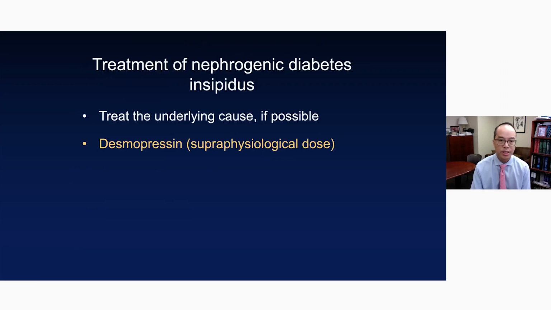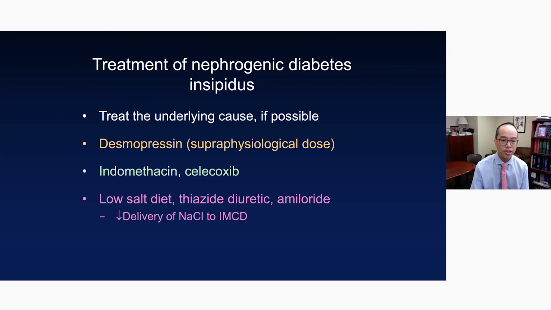The treatment is to treat the underlying cause if possible. Supraphysiologic doses of desmopressin are sometimes helpful. NSAIDs and COX-2 inhibitors, and mechanisms to reduce the delivery of sodium chloride to the collecting duct can also reduce urine output. But the important thing to recall is that one must not restrict fluid because they have an obligate urine output, and so fluid restriction would lead to profound hypovolemia.